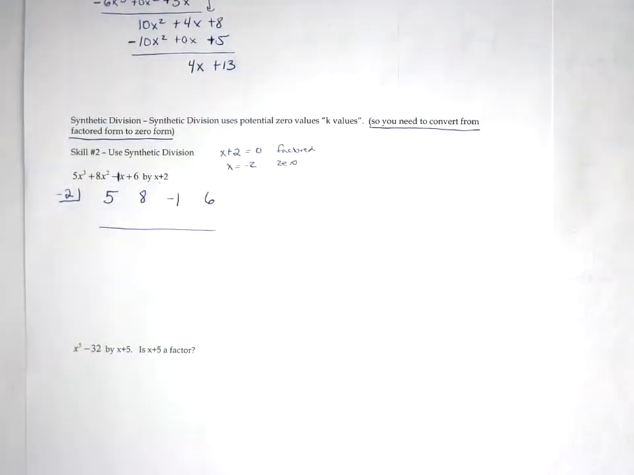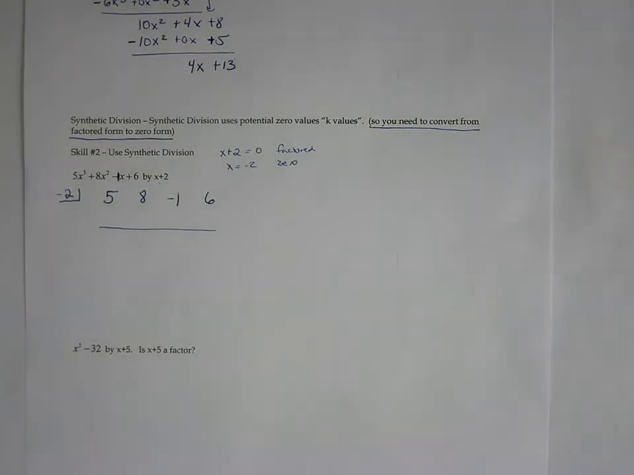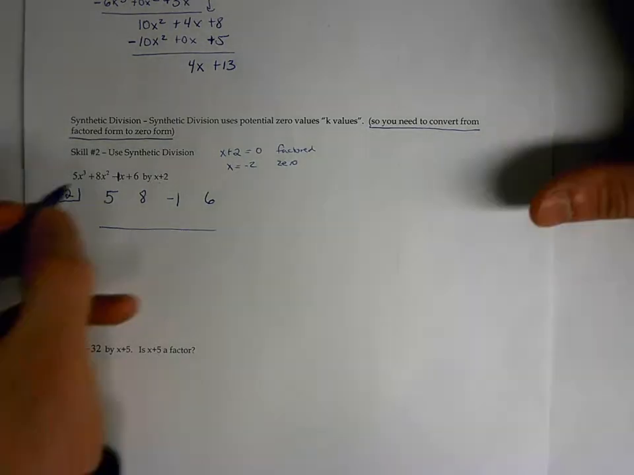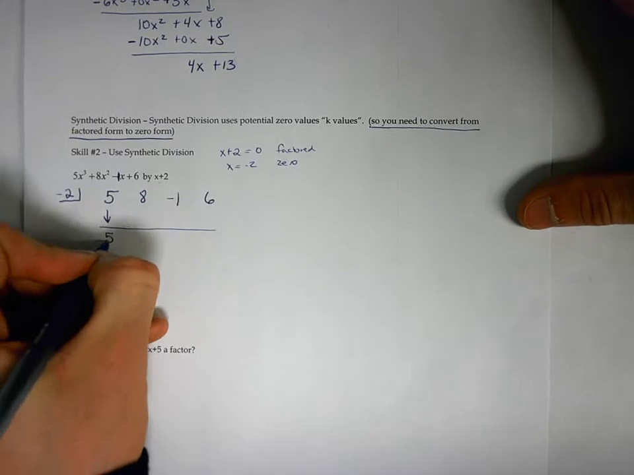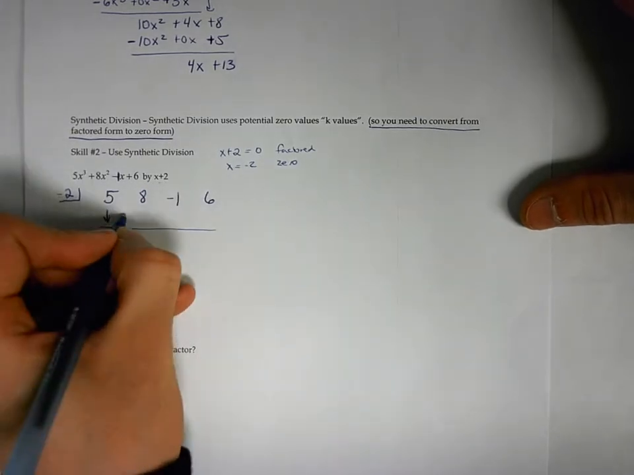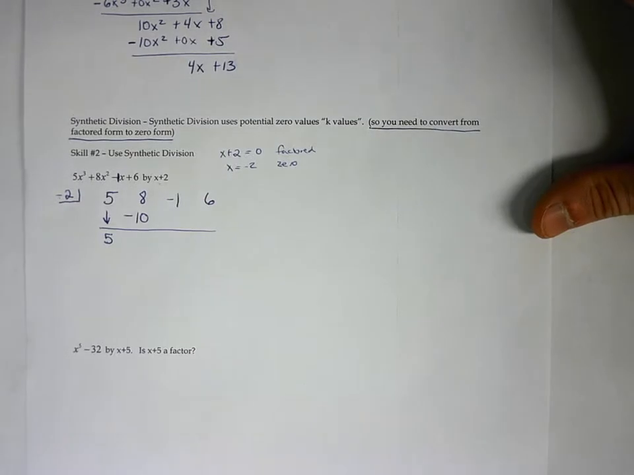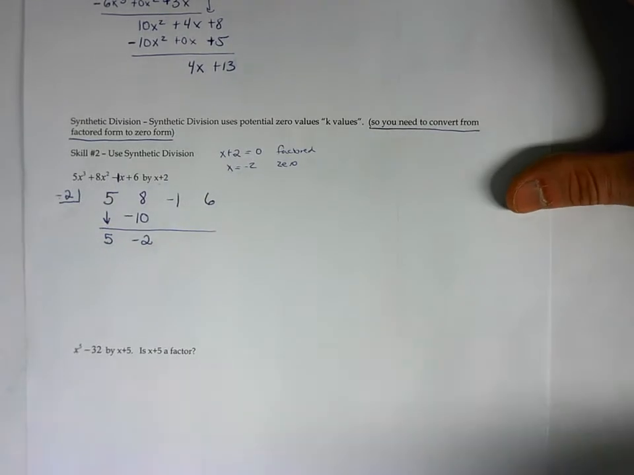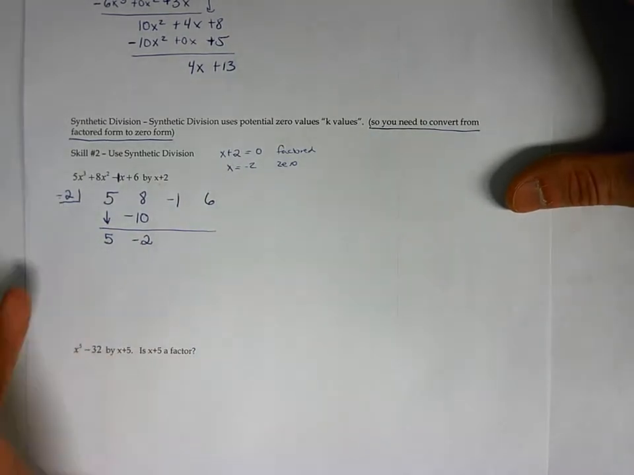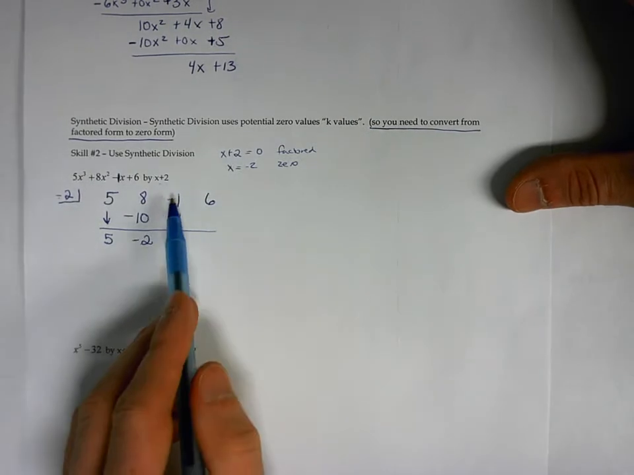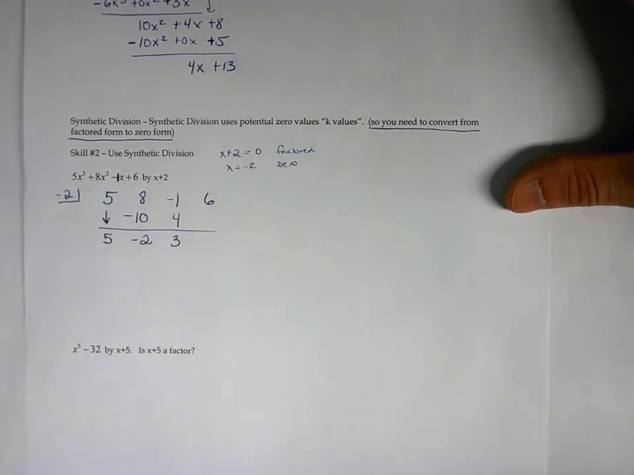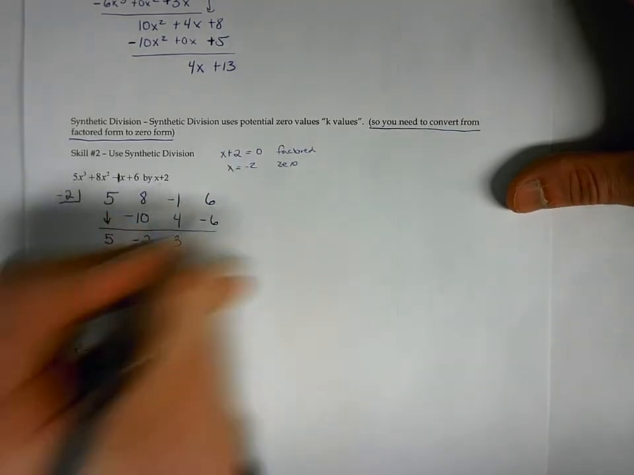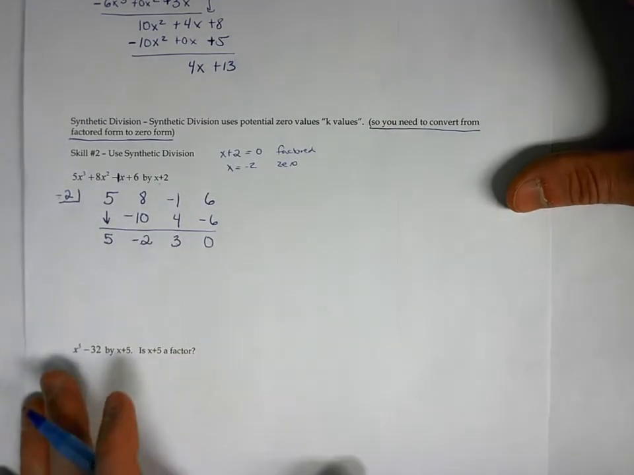And the way we do this is we bring down, multiply, add. That is pretty much the process that we go through. A bunch of multiplying, adding, bringing down. So here we bring down the 5. 5 times negative 2 is negative 10. And we write the negative 10 in the next column. Then we add. 8 plus a negative 10 is a negative 2. Negative 2 times negative 2 is a positive 4. Negative 1 plus 4 is a positive 3. And then finally, 3 times negative 2 is negative 6. So put a negative 6 there. 6 minus 6 is 0.